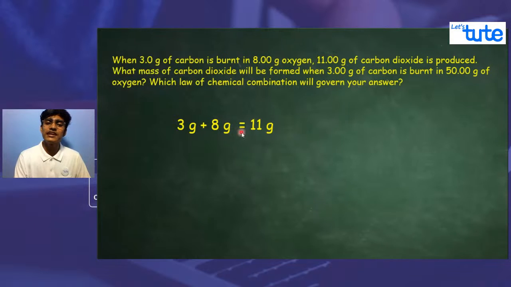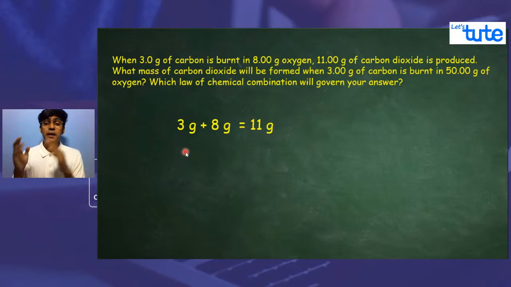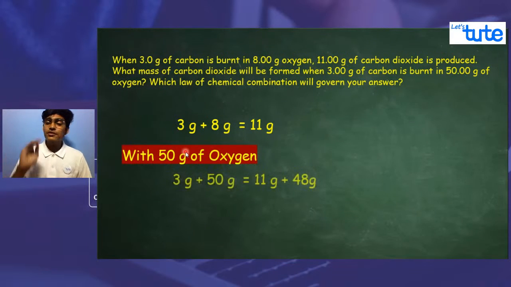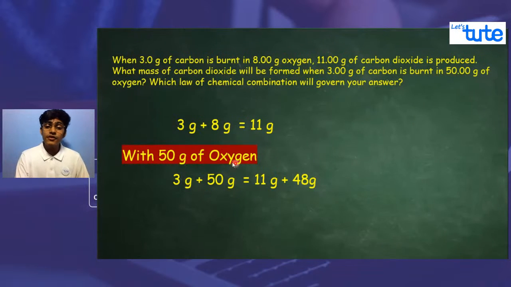So this is the equation we get, and the ratio between their masses is 3:8. We know that carbon reacts with oxygen in the ratio of 3:8. But in this condition, they have introduced 50 grams of oxygen. So what will be the reaction? It will be very simple. We add 3 grams of carbon with 50 grams of oxygen. Please understand this properly. We will get 11 grams of carbon dioxide, and the remaining oxygen will be unreacted. It won't combine with carbon.